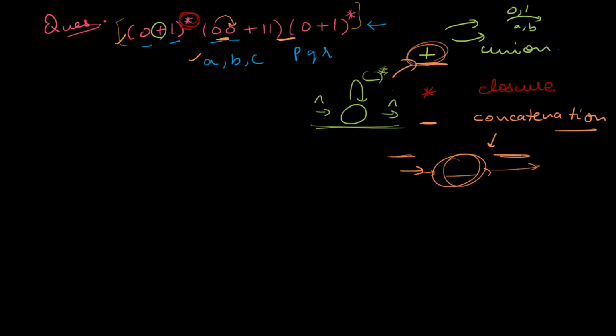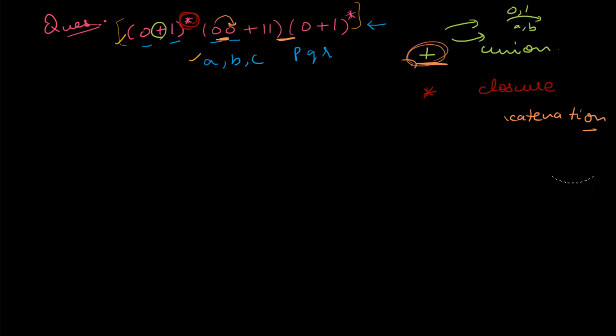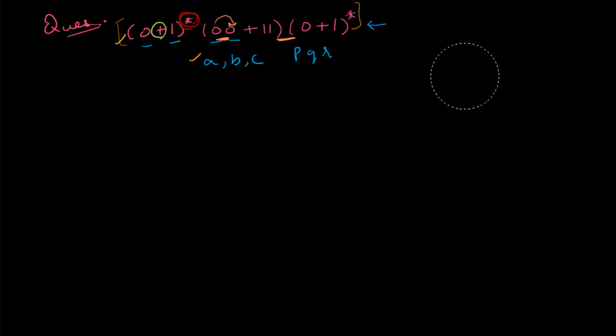All right, let's start doing this and see how this goes. So what I've got here is (0+1)* closure, 00. When you've got things distributed in brackets, the easiest way is to pick up the concatenation, marking them with green.